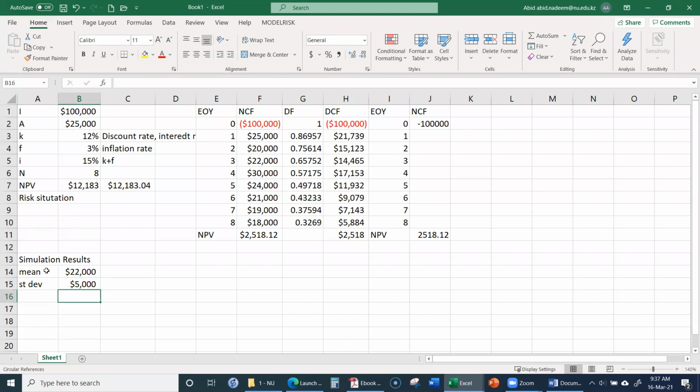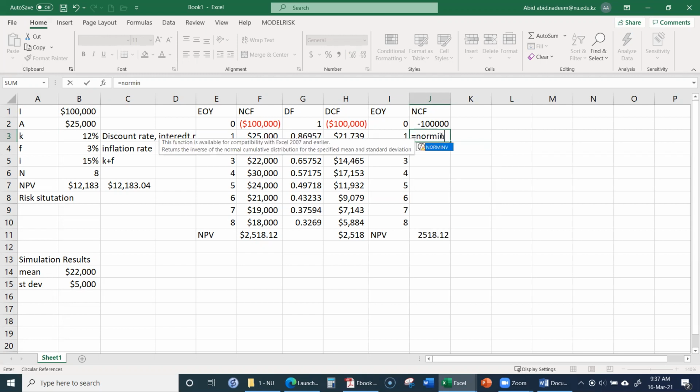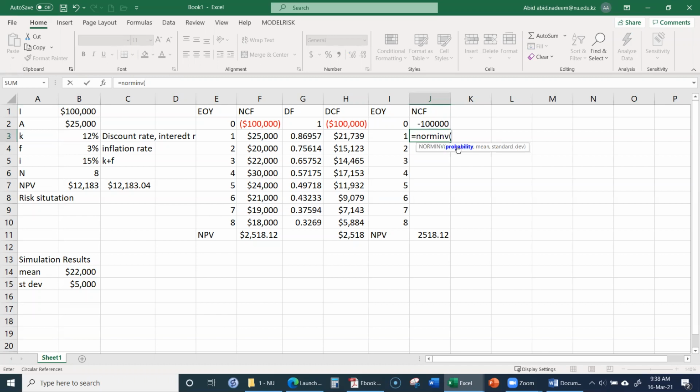Okay, so if we want to distribute it, we can use the normal distribution function over here, which will be NORM.INV. This is a function for the normal distribution, and it asks us the value of the probability. So what is the value of the probability? This value of the probability is a random number which is uniformly distributed between 0 and 1.